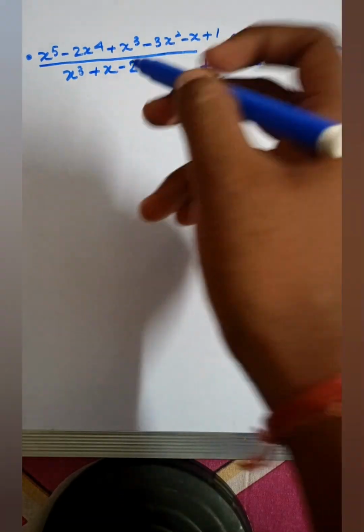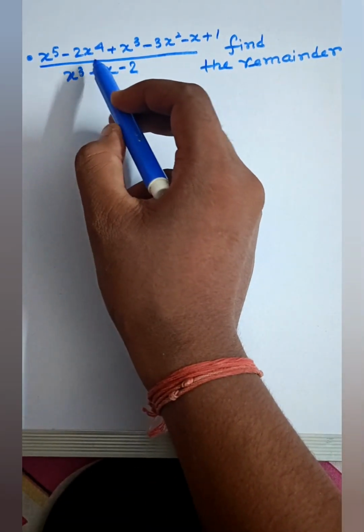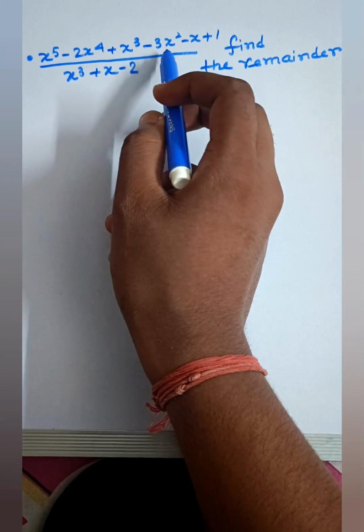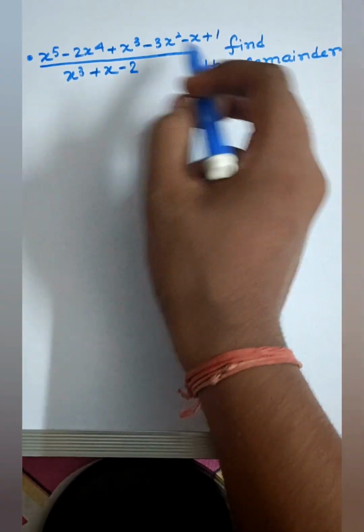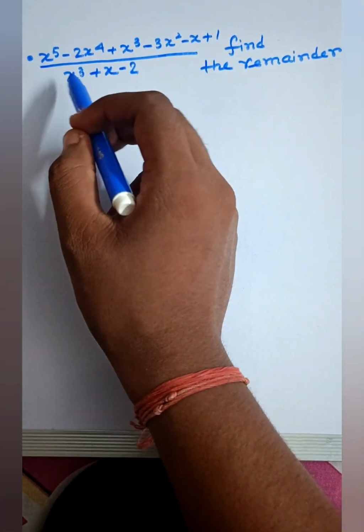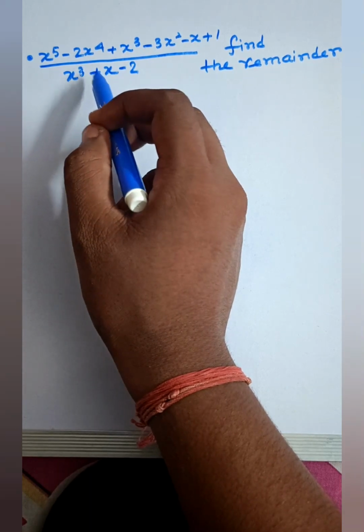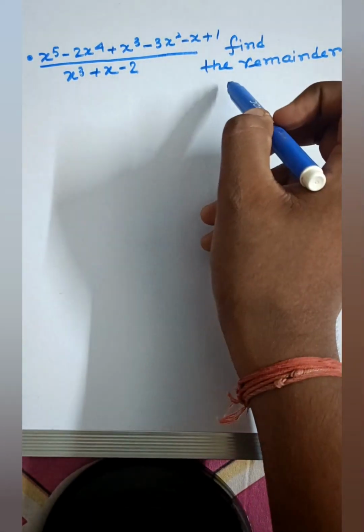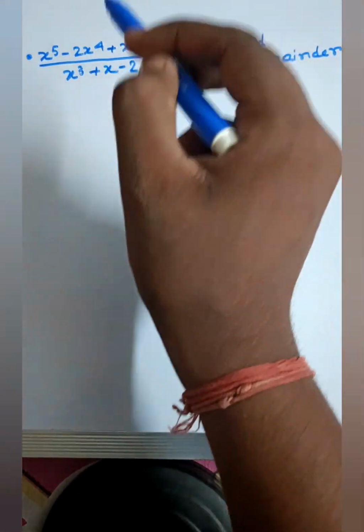So here is the question: x to the power 5 minus 2x to the power 4 plus x cube minus 3x square minus x plus 1, which is divided by x cube plus x minus 2, and we want to find the remainder of the question.